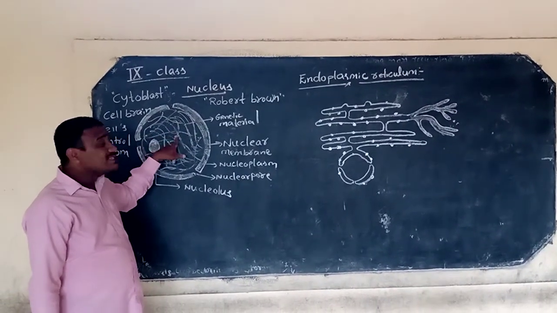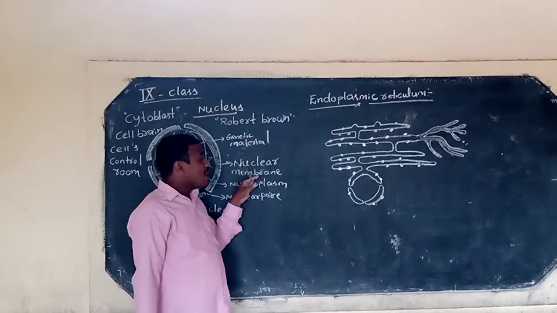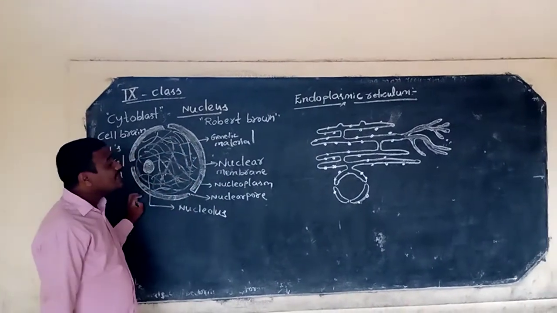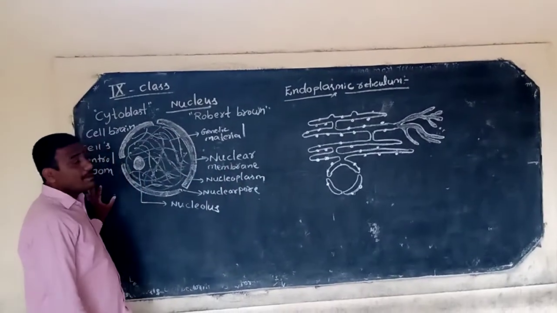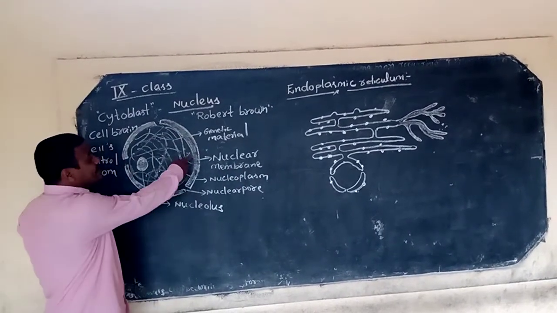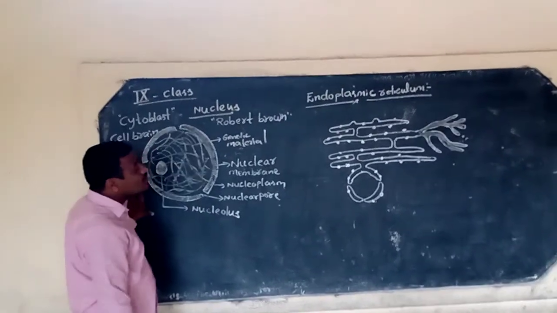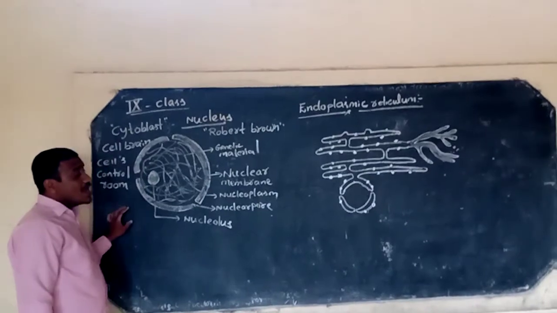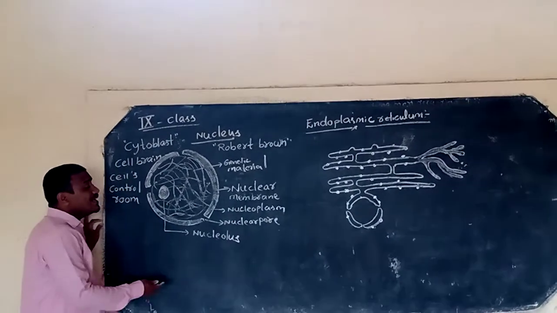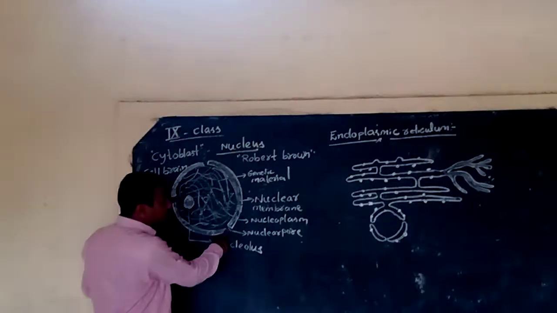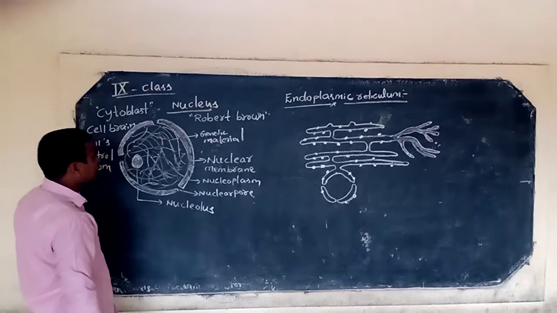And now come to the structure. The nucleus is covered by a thick membrane called the nuclear membrane, but this nuclear membrane does not entirely cover the nucleus. Here and there we observe that small pores are present. Those pores are called nuclear pores.